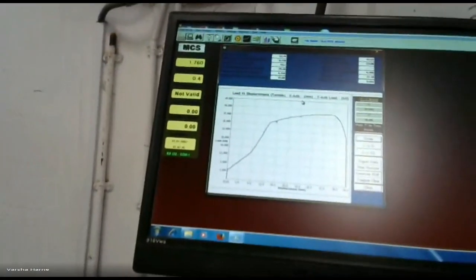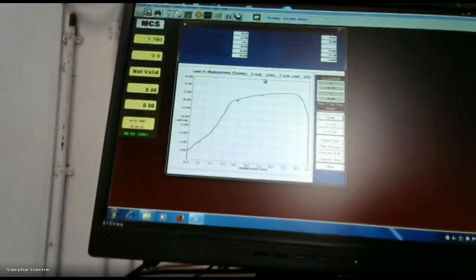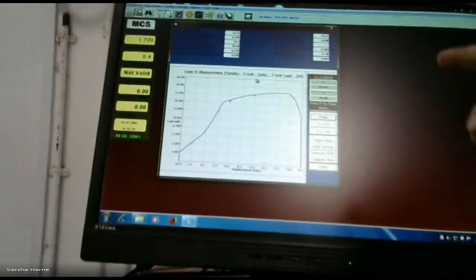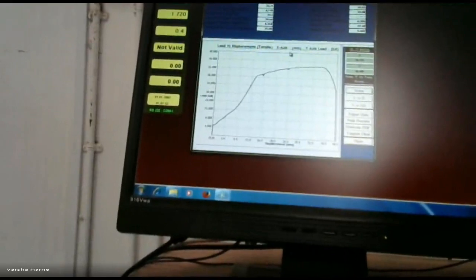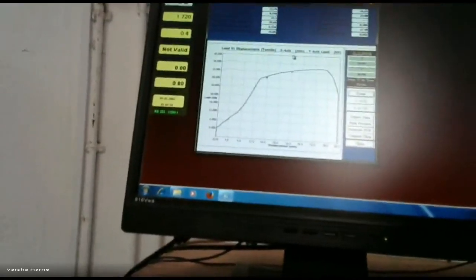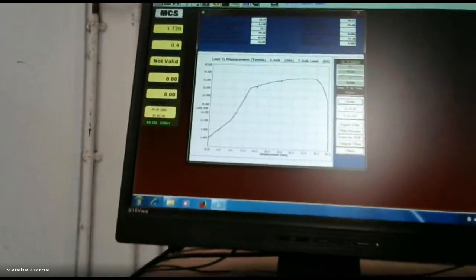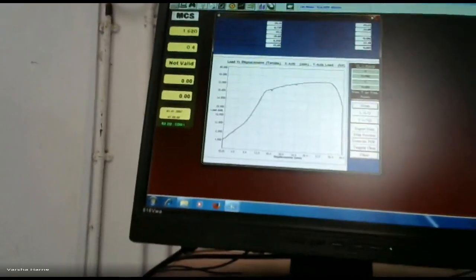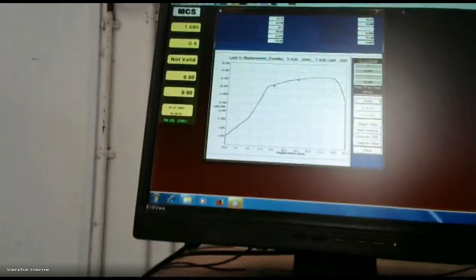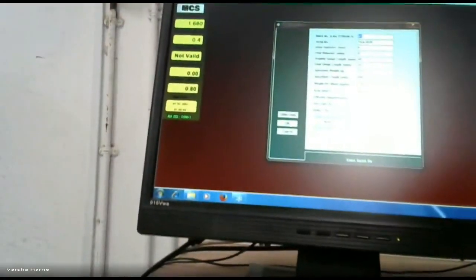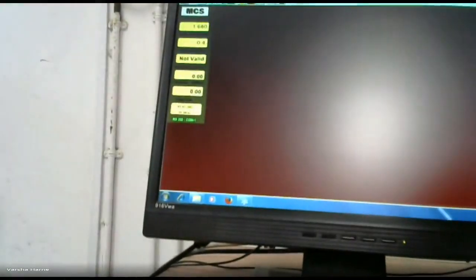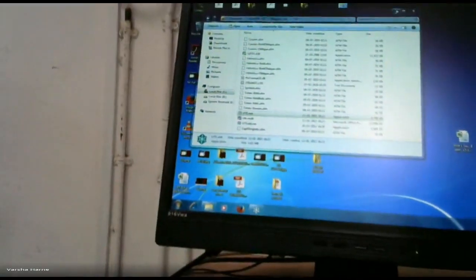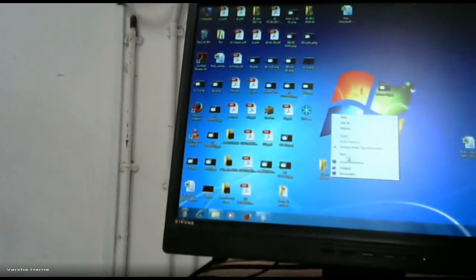Clear? Okay, now print screen here, or we have to export that data also. So I print screen and prepared one folder.